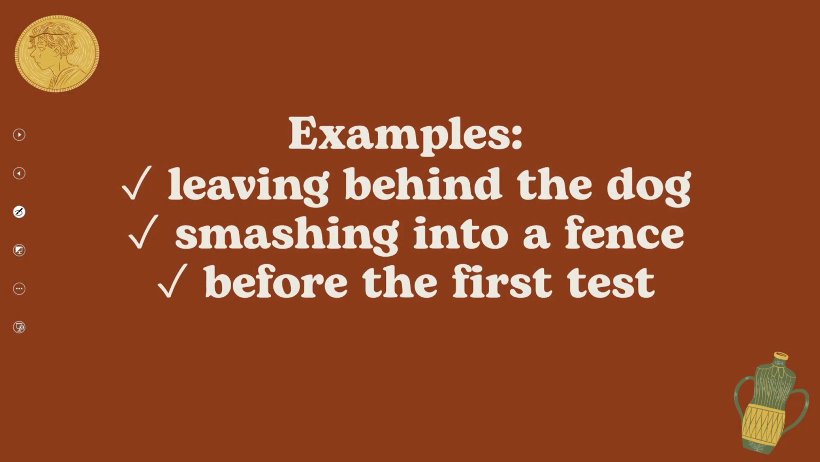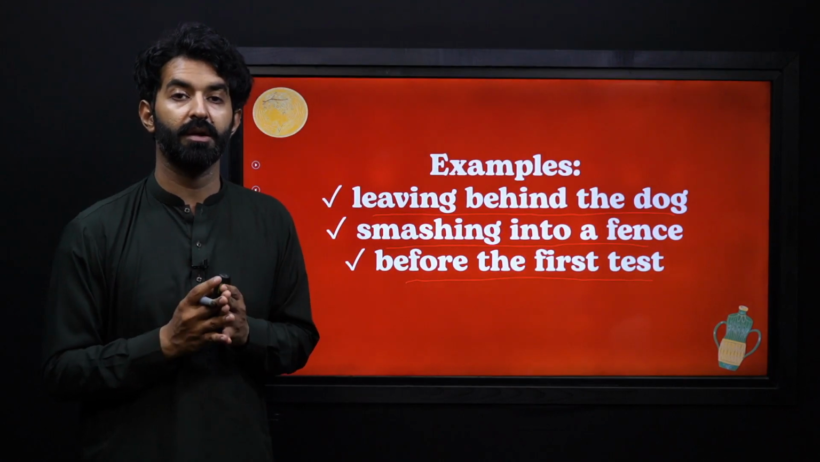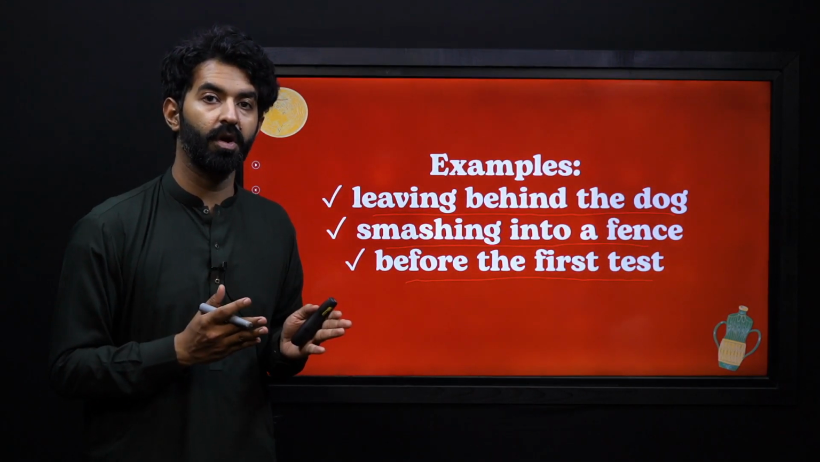Moving on with our examples. Here are examples of phrases like leaving behind the dog, smashing into a fence, before the first test. These are groups of words, but they do not make complete sense. Hence, they are called phrases.